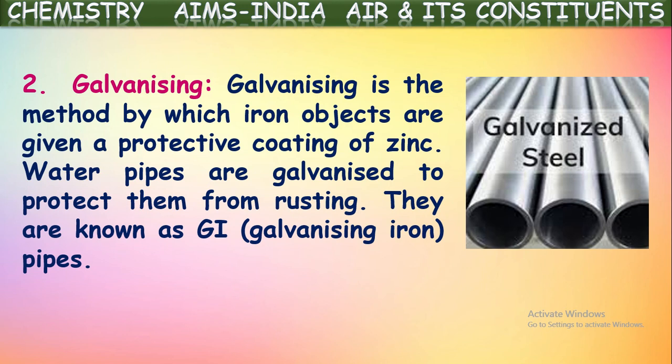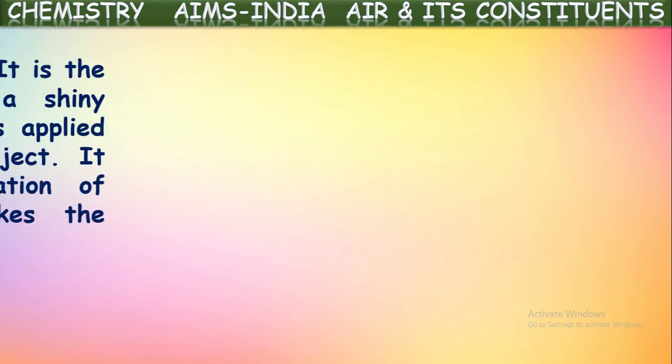That coating of iron objects with a thin layer of zinc is called galvanizing. This is one of the methods for protecting iron from rusting. One more, let us see here.